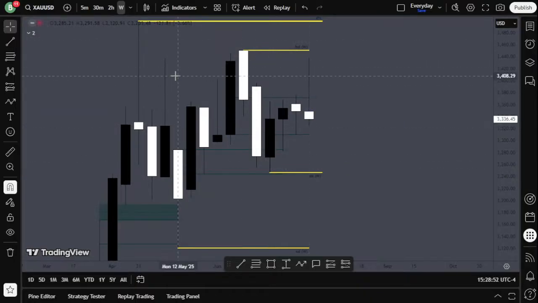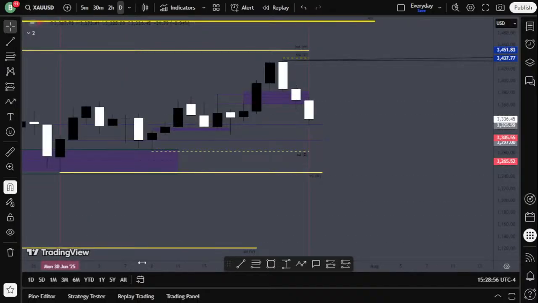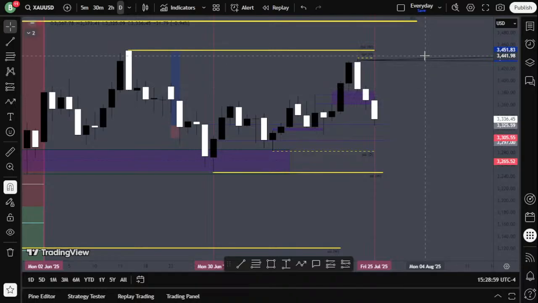This wick, I think it happened in a day, so we'll just zoom in and see what that's about. Oh no, so the week consolidated, okay.